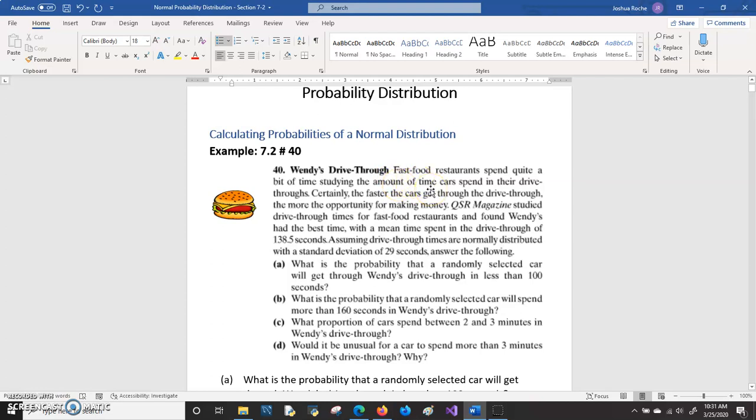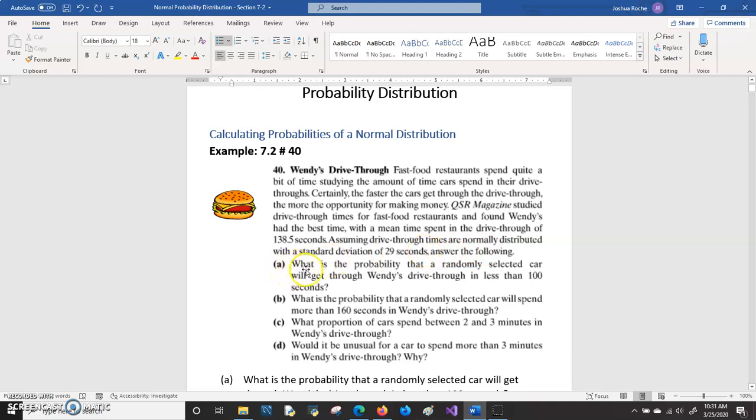Fast food restaurants spend quite a bit of time studying the amount of time cars spend in their drive-thrus. The faster the cars get through the drive-thru, the more opportunity there is for making money. QSR magazine studied drive-thru times for fast food restaurants and found that Wendy's had the best time, with the mean time spent in the drive-thru of 138.5 seconds. Assuming drive-thru times are normally distributed with the standard deviation of 29 seconds, answer the following.